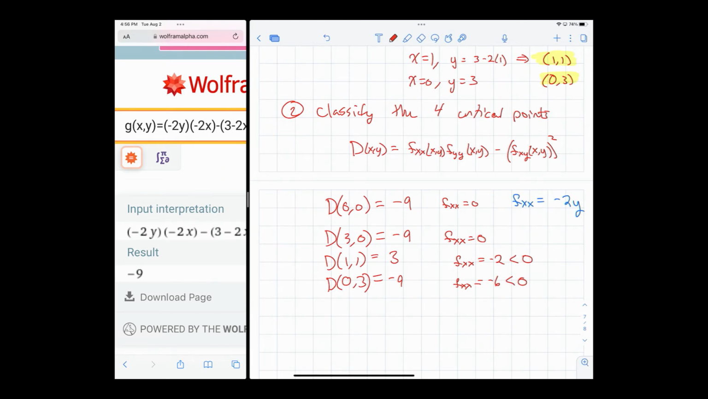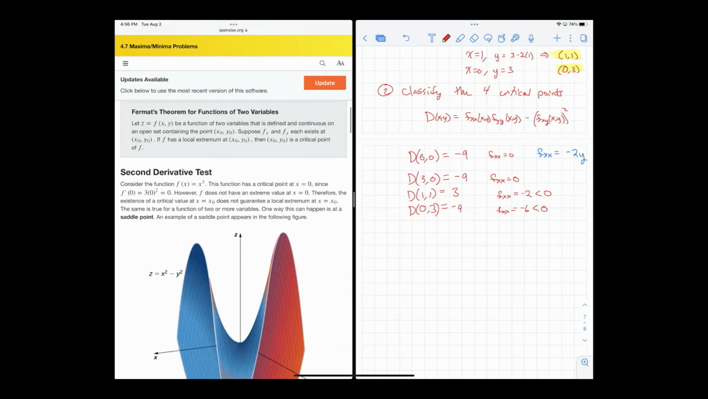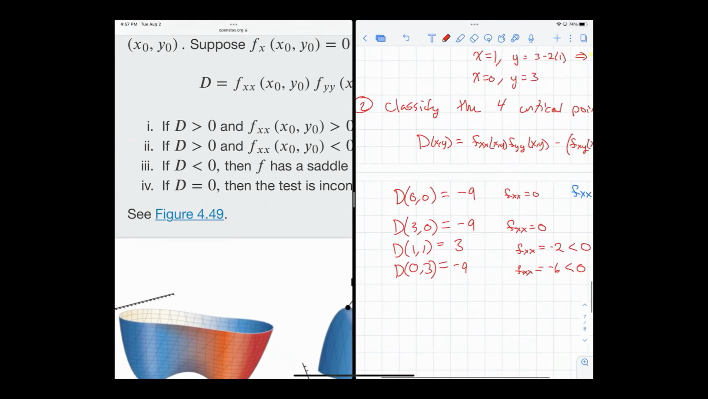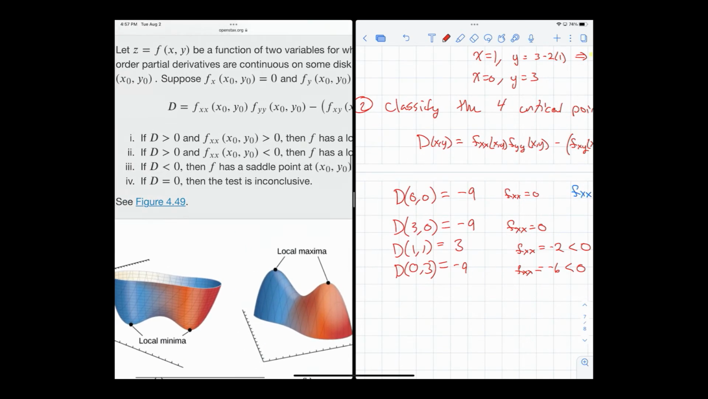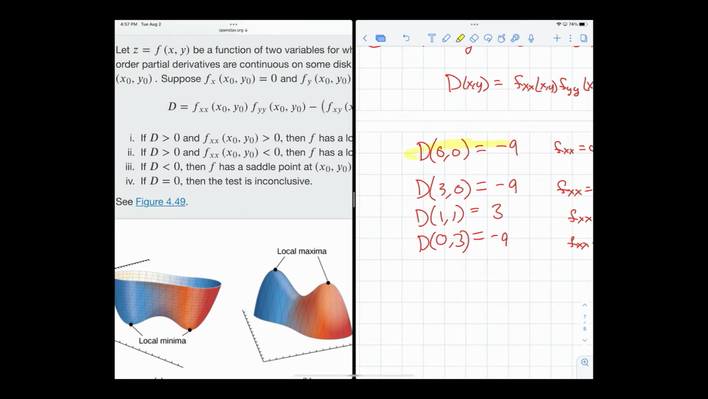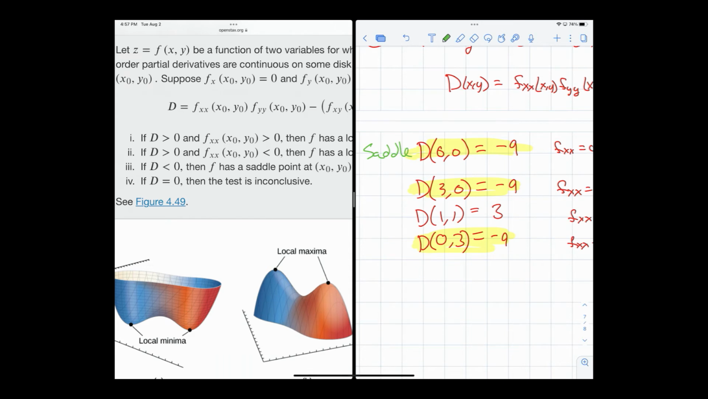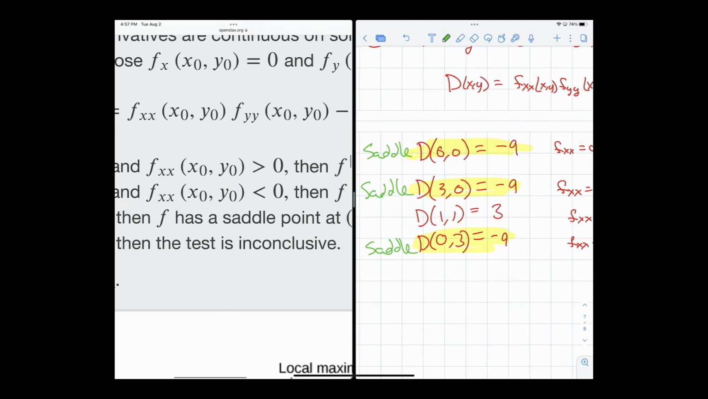All right, so this is what we got. So what does this tell us? Let's look at what it says. Here we go. First of all, look at number 3. If D is less than 0, then F has a saddle point. There D was negative, there D was negative, there D was negative. So saddle, saddle, saddle. All right. Now, if D is positive, the second derivative could be positive or negative.